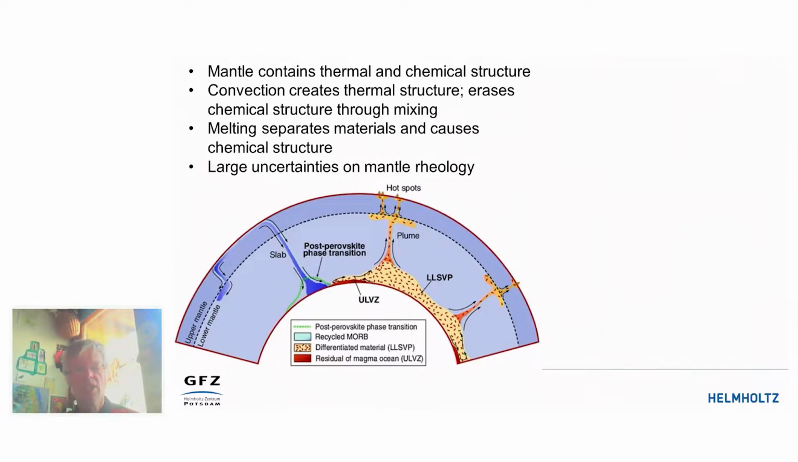Where the large uncertainties of mantle convection really come in is that we know very little about mantle rheology. There are many ideas, some of which I will propose, but very little consensus on mantle rheology. So this is where the large uncertainties come in. And now I will go into a bit more detail through the individual aspects of this convection and structure.